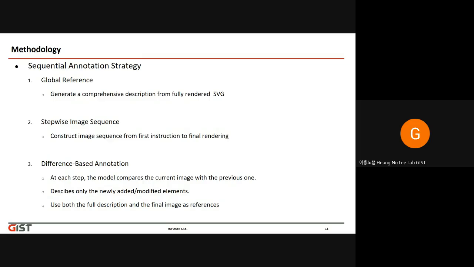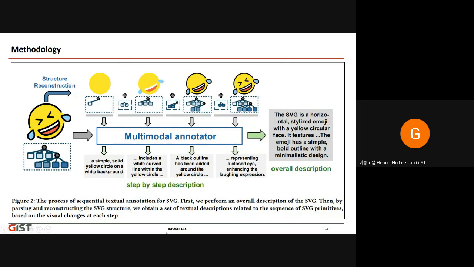So you can see, as in this figure, each step of the drawing is described as each line, and after all the creation is done, an overall description of the full image is also saved.